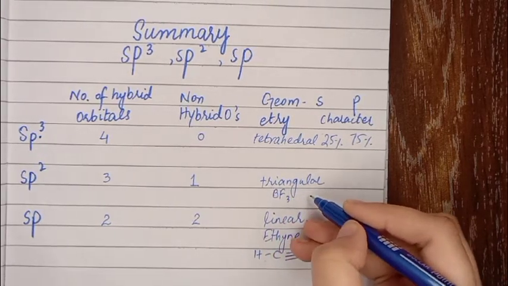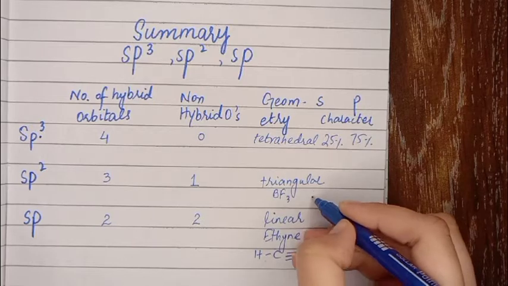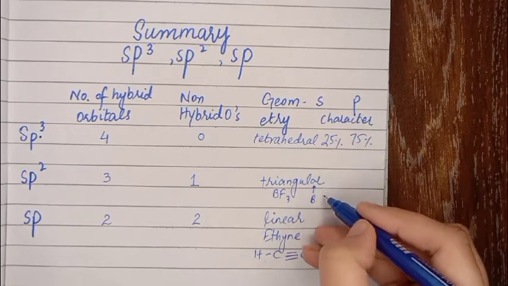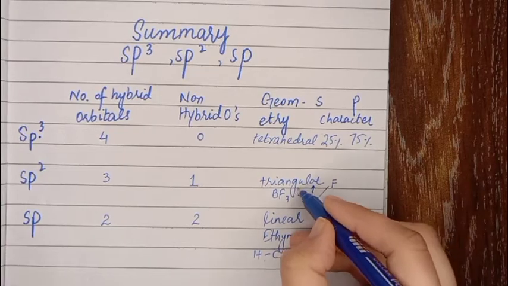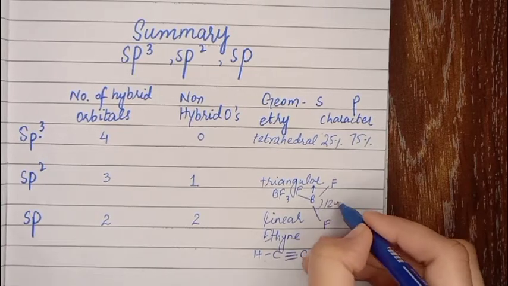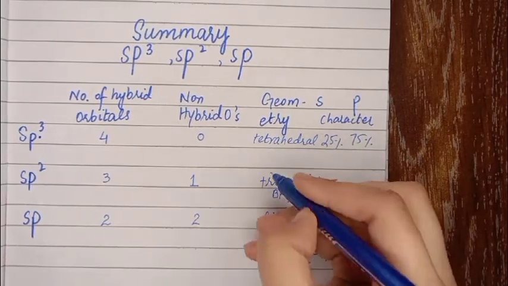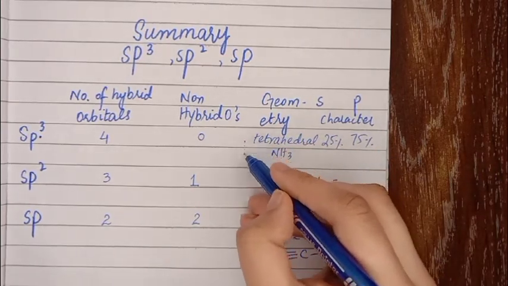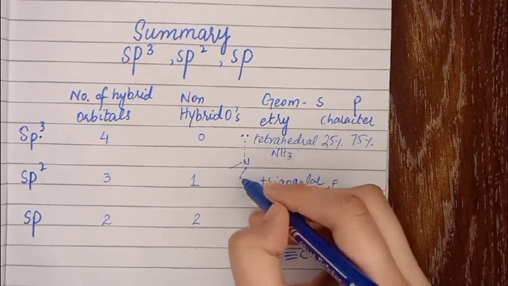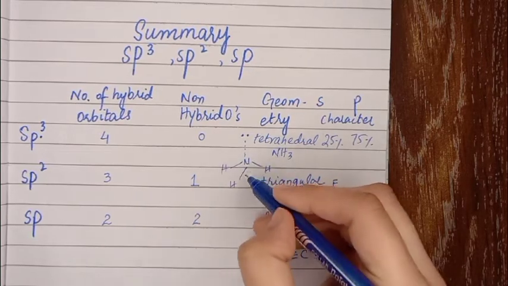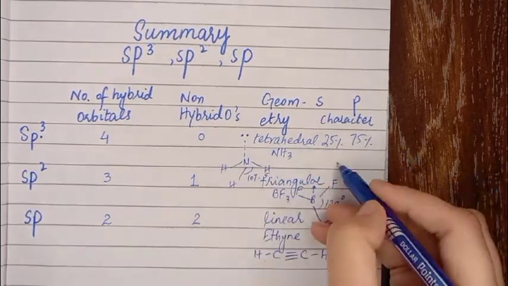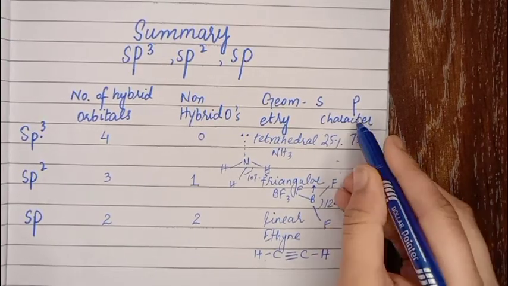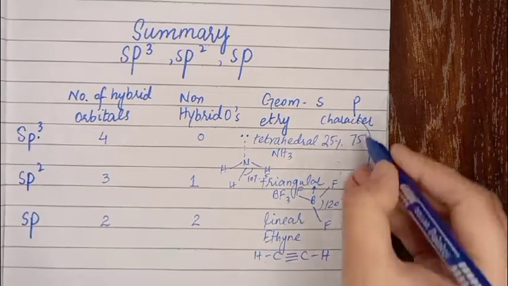In the sp hybridization, there are 2 hybrid sp orbitals. And if sp hybridization is occurring, then there are 2 non-hybrid orbitals in the case of carbon. The molecular geometry in the case of carbon is mostly linear, and the s character is 50% and p character is also 50% because there is one p and one s orbital mixing.